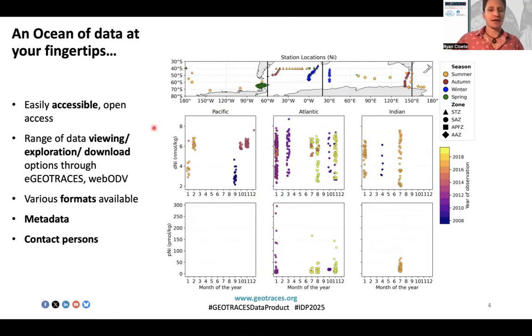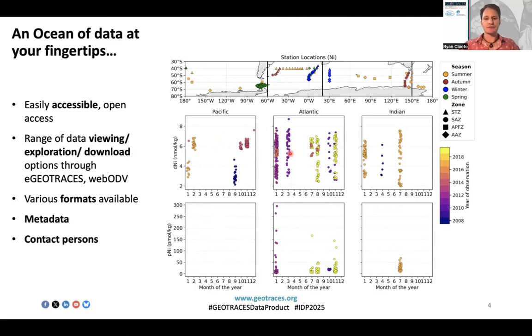This is really where we can upscale these ideas with the IDP. This plot is showing all of the Southern Ocean stations that have dissolved and particulate nickel data. They're colored according to their season, and the shapes represent the different zones. And in these panels, I've split the data up into the different Southern Ocean sectors, and also shown the data for dissolved and particulate nickel.